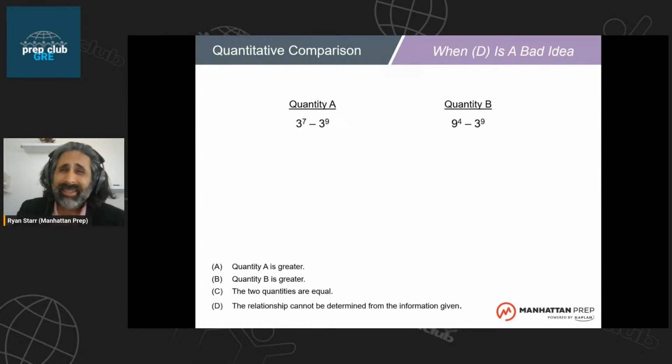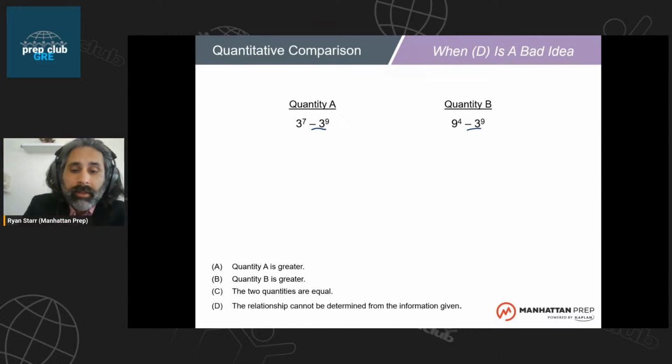But I think in actuality, the best call here, you guys, as a first step, is recognizing both of these quantities have something in common: a minus 3 to the 9th, right? Logically, since it's on both sides and it's minus on both sides, it's in the same position. Logically, that 3 to the 9th can't be affecting whether quantity A or quantity B is bigger, right? It's a wash. It's the same on both sides. That part of each quantity is a tie.